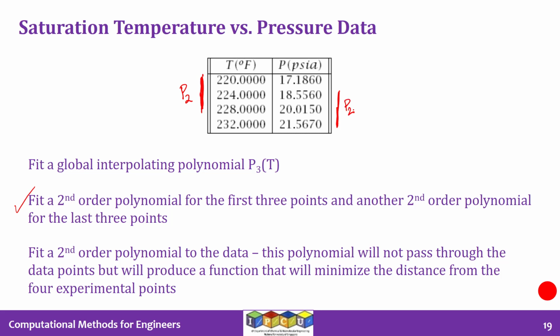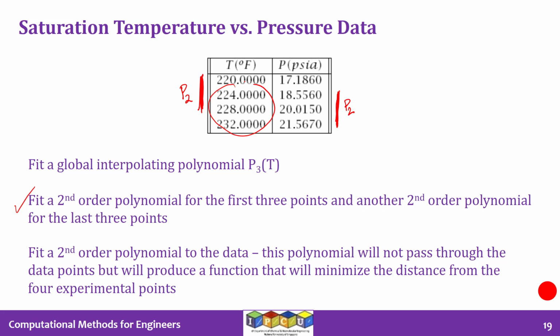So now you have 2 polynomials, both of order 2. One is valid for this range and another is valid for this range of temperature. One is valid from 220 Fahrenheit till 228 Fahrenheit. The other polynomial is valid from 224 Fahrenheit till 232 Fahrenheit. And then depending on your query point, you can use whichever polynomial you want.